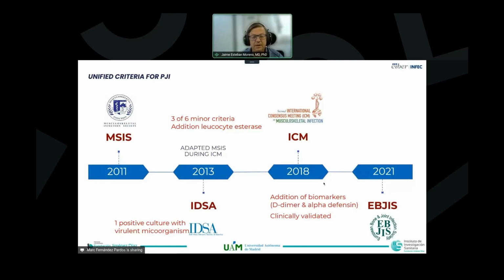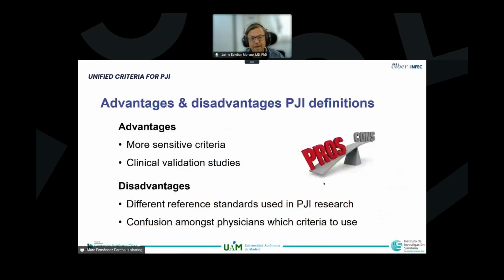Here we have seen a historical guideline of the differences between the different definitions of prosthetic joint infections that have been used during the last years. The last definition was that of the EPGs, but there are other definitions that can be used from the different societies. So we have different prosthetic joint infection definitions between the different societies, more or less similar, but with some differences. The advantage of having a prosthetic joint definition is the more sensitive criteria and the ability to perform clinical validation studies, but we also have disadvantages.